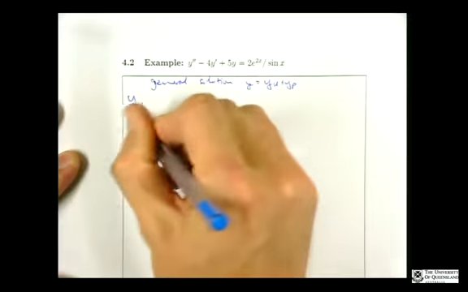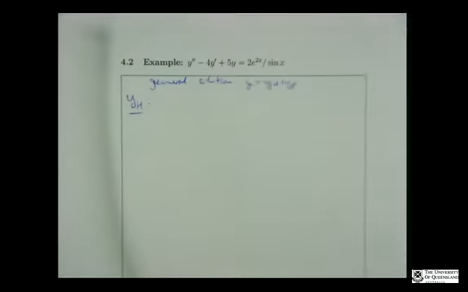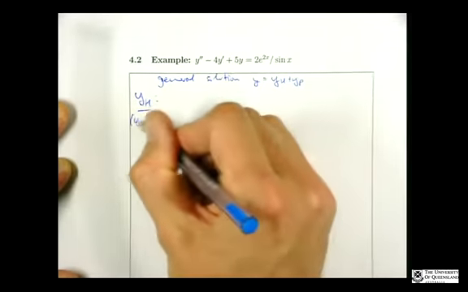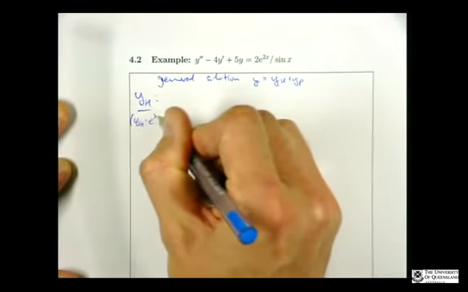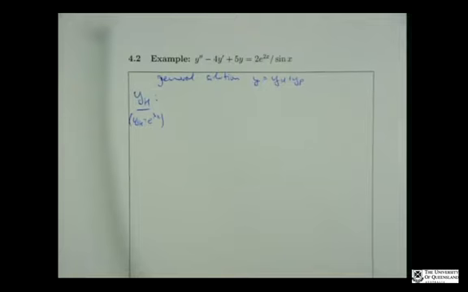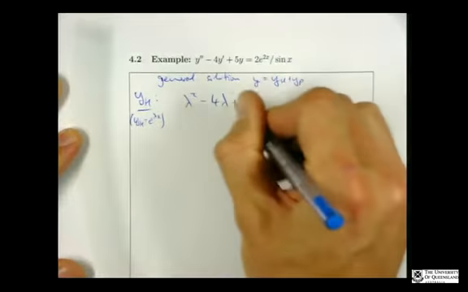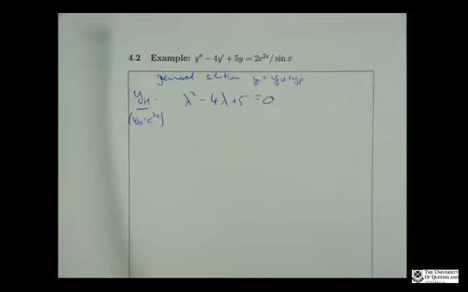Just quickly for the homogeneous solution, we can see that assuming YH is of the form e to the lambda x, substituting that into the left-hand side, we end up with lambda squared minus 4 lambda plus 5 equals 0.